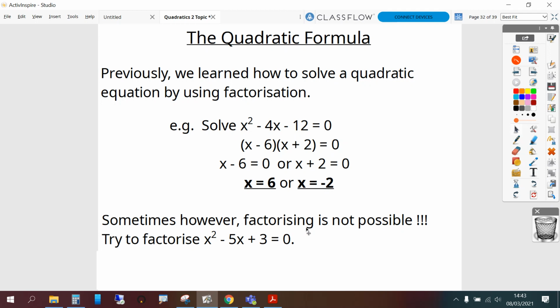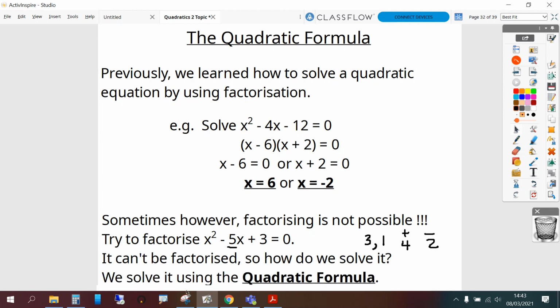Sometimes, however, factorising is not possible. Try to factorise x squared take 5x plus 3 equals 0. If you did that, you'd have factors of 3 of just 3 and 1. Adding them gives you 4, subtracting them gives you 2. That's not what we need, 5. So what do we do? Well, what we do is we solve it using the quadratic formula.